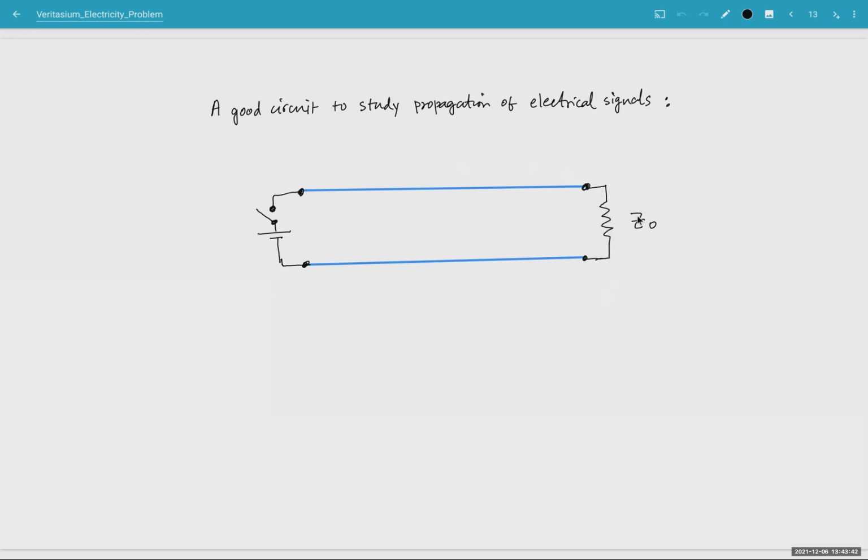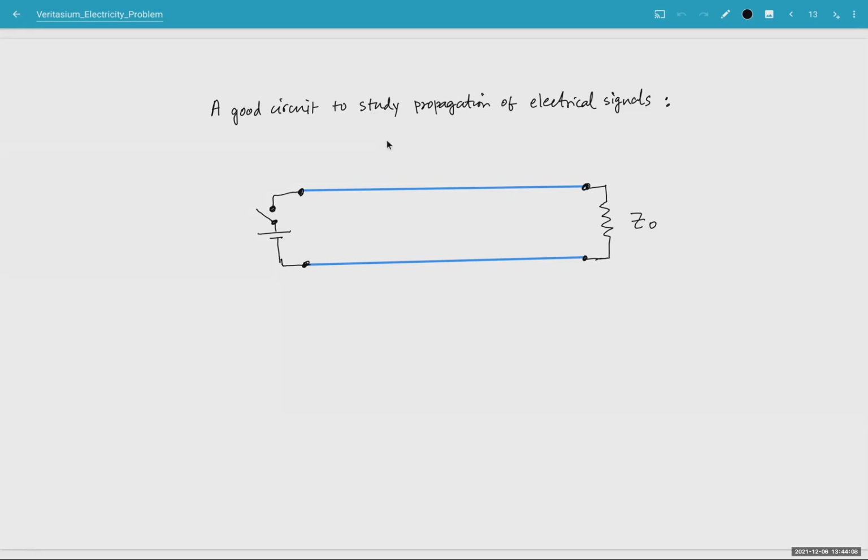If it's not matched to this impedance, a lot of it is reflected back, and so you won't see whatever you want to see, for example, light output you want to see on this end. So to be able to see that, that power must be delivered here, so you need to do some matching to the Z naught of this transmission line. So this would be a good circuit.